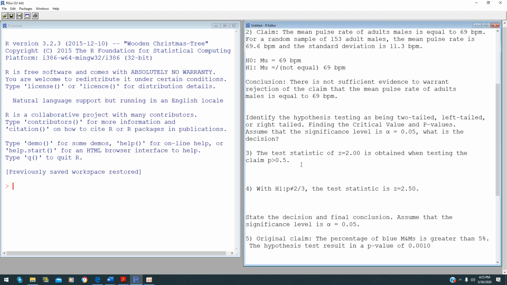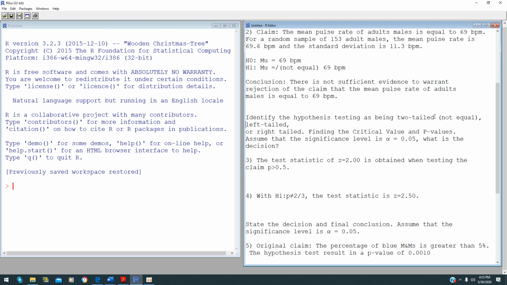This is 8.1 Basics of Statistics, questions 3 and 4. Identify the hypothesis testing as being two-tailed. A two-tailed test means that it's not equal. That means your claim will say it is either equal or not equal.